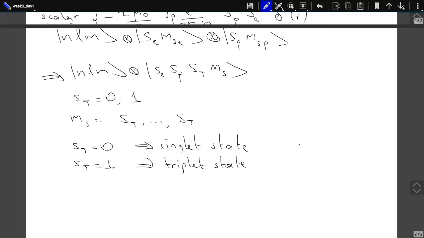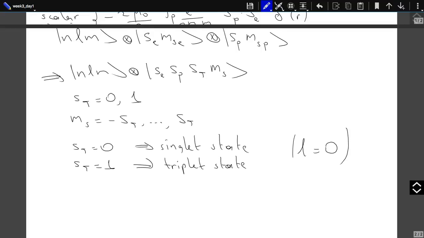Now, in this case, there's implicitly the assumption that L is equal to 0. So since L is equal to 0, the total spin, which is the sum of the spins of the electron and the proton of the hydrogen, also gives me the total angular momentum of the hydrogen itself, since L is equal to 0. Now, it makes calculation easier.